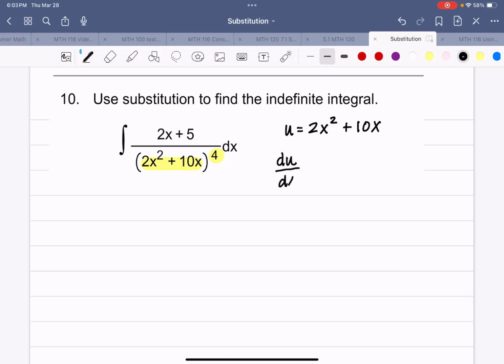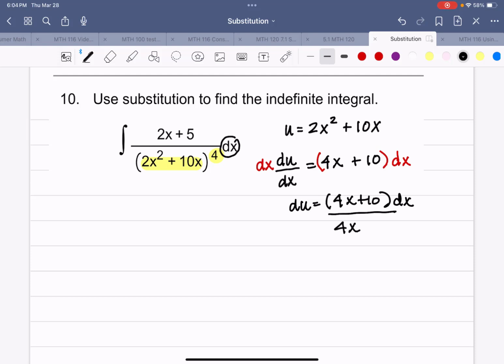du/dx, that's the derivative of u with respect to x, is going to be 4x + 10. I want to get something I can put in for dx. So I'm going to multiply this by dx and this side by dx so that I can isolate that dx. So du is (4x + 10) times dx. Isolate that by dividing by 4x + 10. So du over (4x + 10) can be substituted for dx.